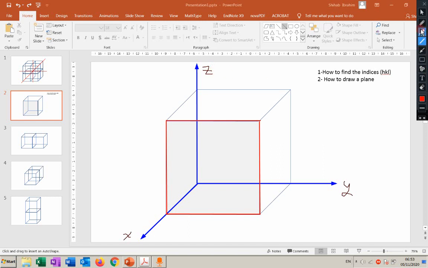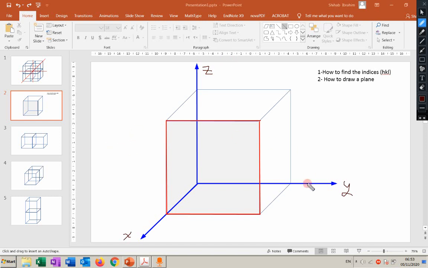With z-axis. Now mathematically, what do we say? We'll say intersection with y at infinity. Mathematics says like this, yes? Intersection with z at infinity. You're not going to reach infinity. That's why they say intersection at infinity.